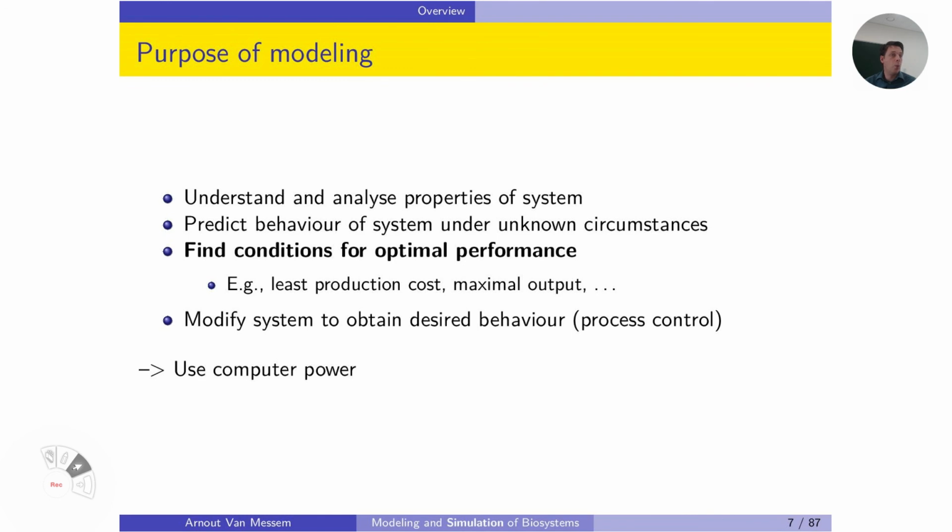Or you want to look at how can I modify my system to obtain a desired behavior. So I have a certain behavior that I want to get out of the model. How do I change the model? So what do I have to put in place to get the system that I want? So the last thing is through process control. What we will be focusing on is how do we find the conditions for optimal performance.